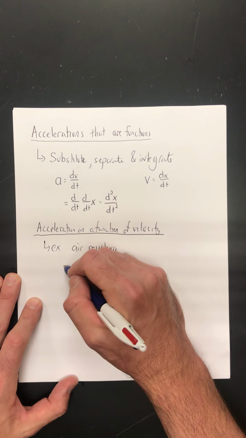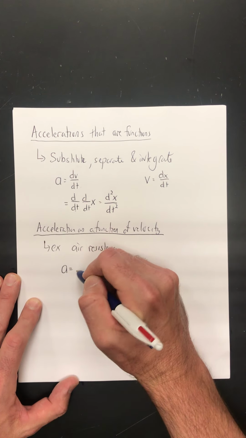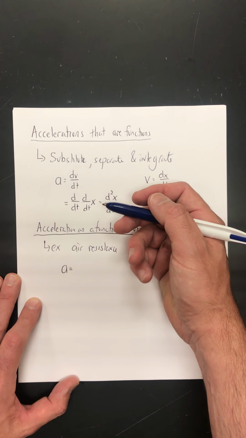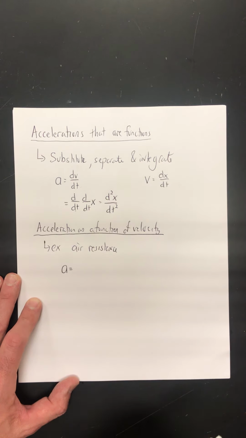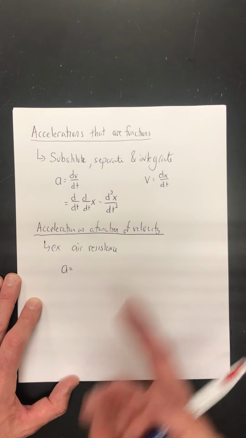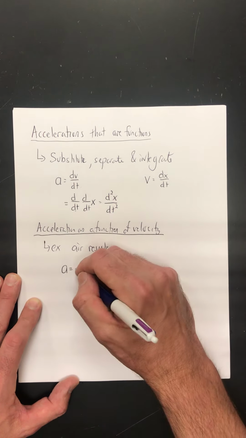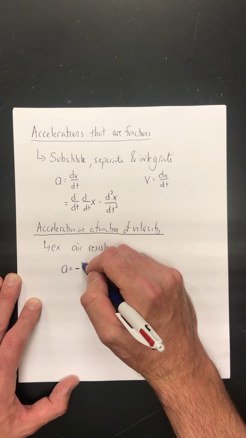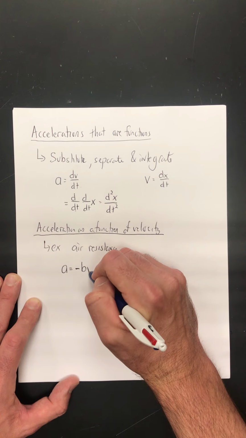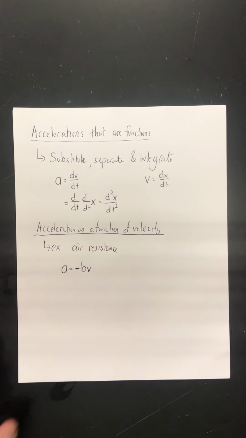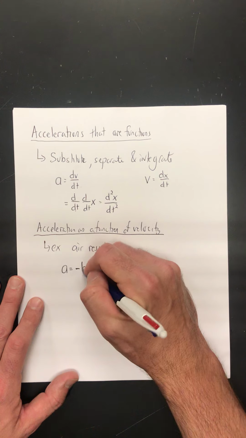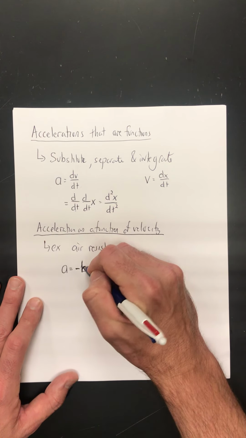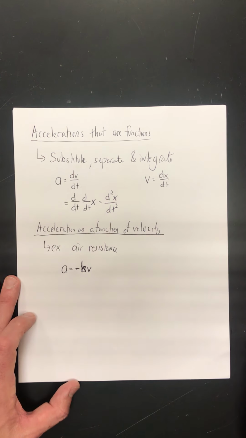Let's say that I knew my acceleration was equal to, well, if it's an air resistance force, that force is going to always act opposite the direction of the velocity. So if I'm moving forward, air resistance acts backwards. So I'm just going to have a negative there. And then there's going to be some sort of constant. Let's just do k for a constant here. So a equals negative kv.